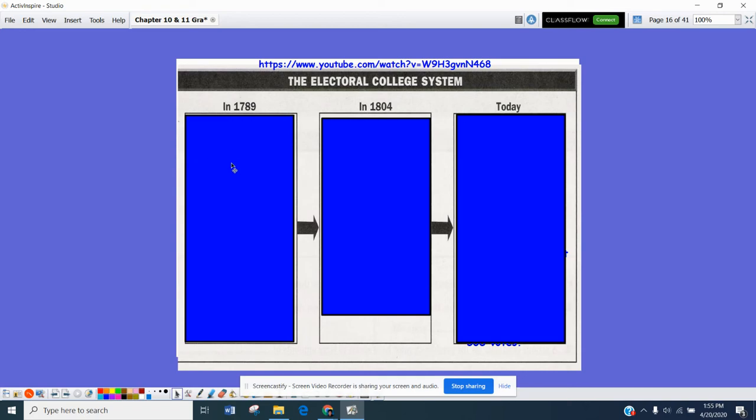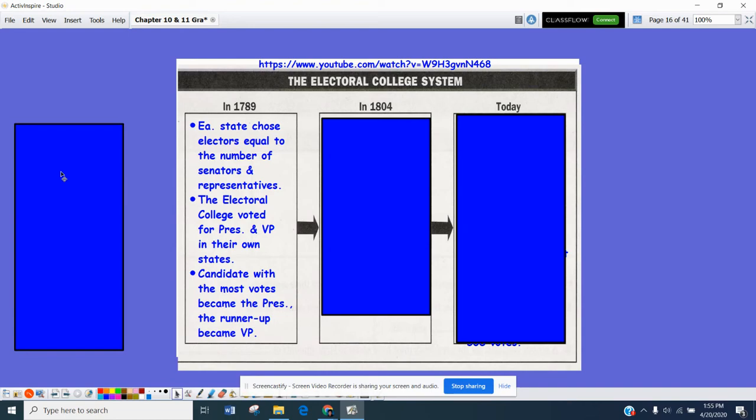But in 1789, when our founders had basically just wrapped up the drafting of the Constitution, they decided the following. They thought that each state should choose their own electors equal to the number of senators and representatives, and that the Electoral College would vote for the president and the vice president in their own states. And then finally, the candidate with the most votes would become president. Whoever is the second runner-up would be the vice president.